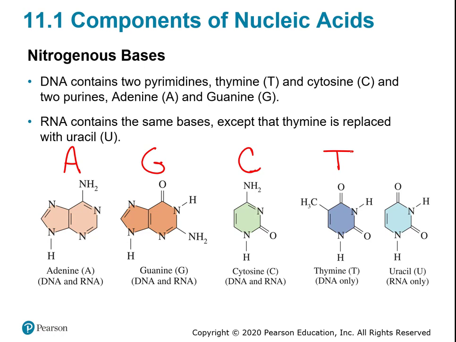RNA has A, C, and G, but instead of T, it has U, which is uracil. But look at those two, because you always think, oh, it's got a different name, it must look totally different. Do they look very different? You have to look close to find the difference. The only difference is what? Do you see the methyl, a CH3 or H3C? It's written backwards just so that it shows the carbons attached. The only difference is the methyl group is on thymine and not on uracil. That's it. Other than that, exactly the same. So very similar, but they do have different names: RNA contains uracil, DNA contains thymine.